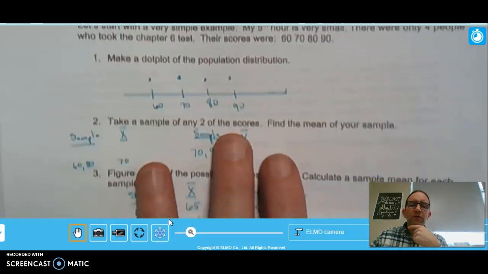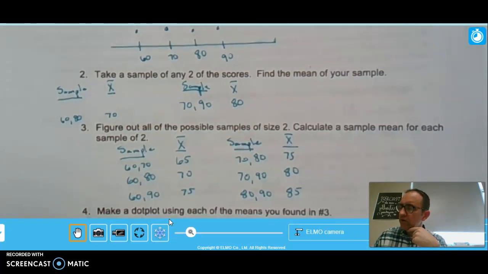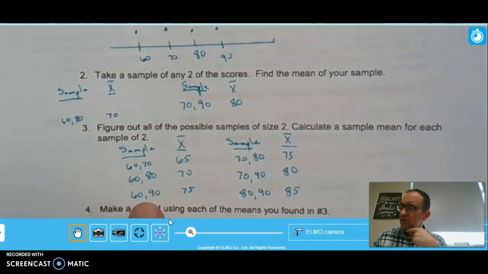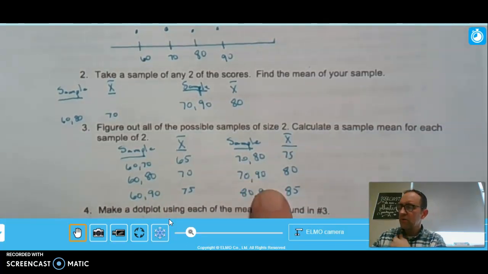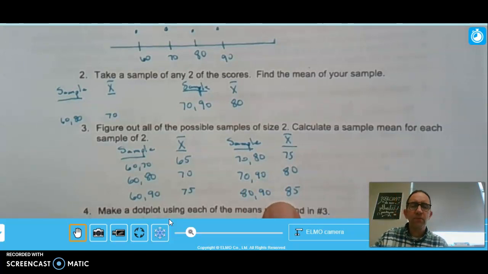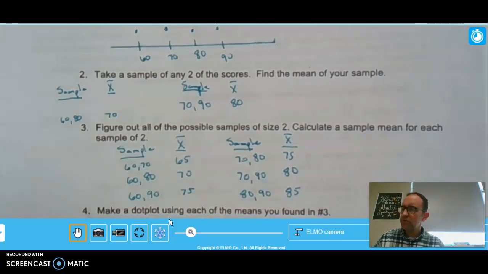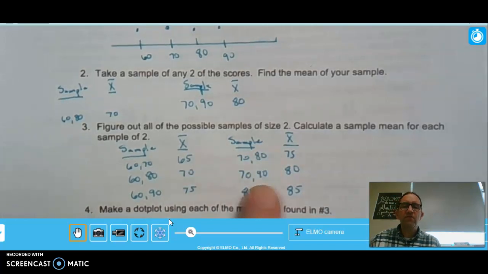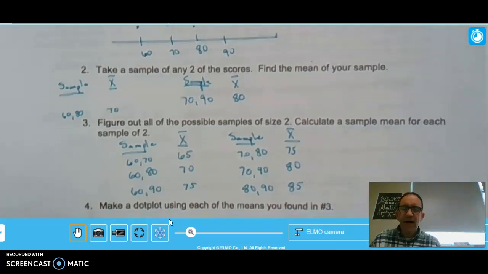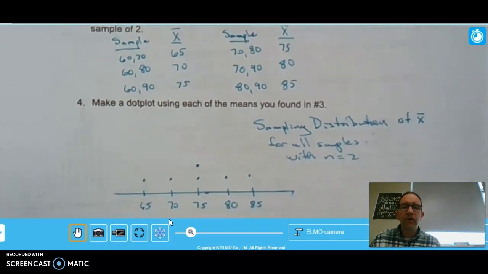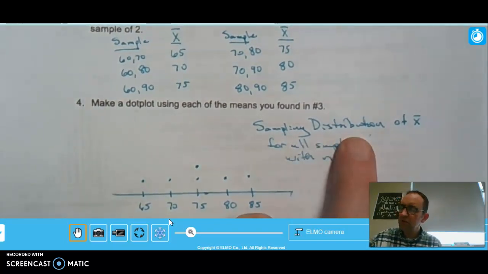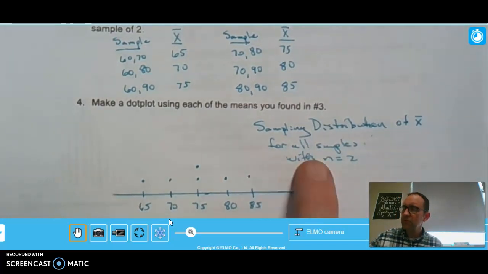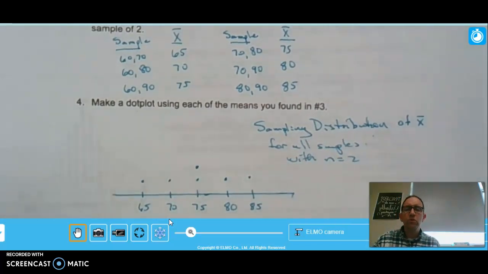If we think about all the different possible samples of size 2 that we could draw, we could pair 60 with 70, 60 with 80, and 60 with 90. We could pair 70 with 80, 70 with 90, or we could pair 80 with 90. And then find the average of each of those samples. So the average of each of those samples would be 65, 70, 75, 75, 80, and 85. If we were to make a dot plot of all of those sample averages, that would be something called the sampling distribution of the sample averages for all samples with size 2. And it would look like what you see here.